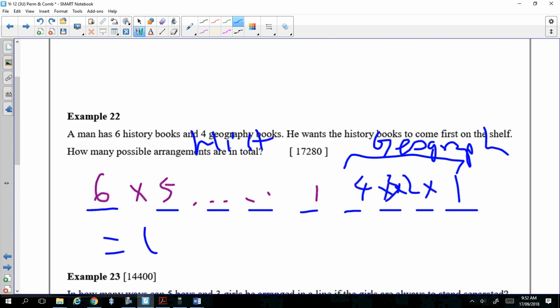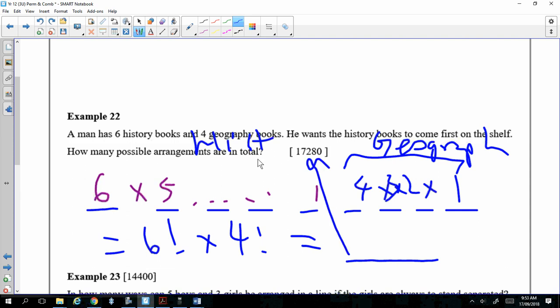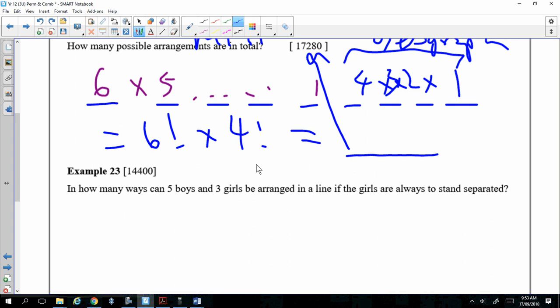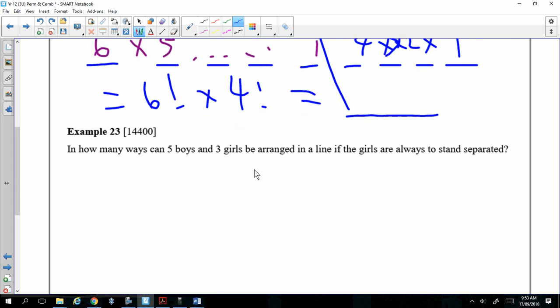All right, I'm going to ask if anyone wants to try the next one. Next one, a little bit challenging. How many ways can 5 boys and 3 girls be arranged in a line if the girls are always to stand separated? Okay, what would you do? All right, I'll give you a minute and then we'll talk about it. We're going to stop there, because we can spend all day doing this, but we don't have time.